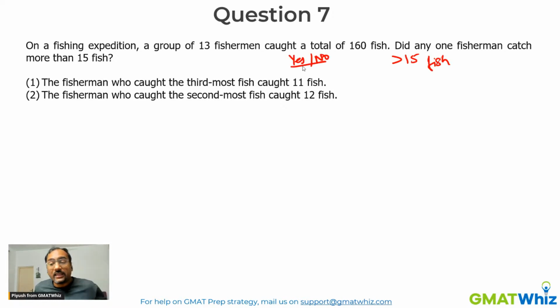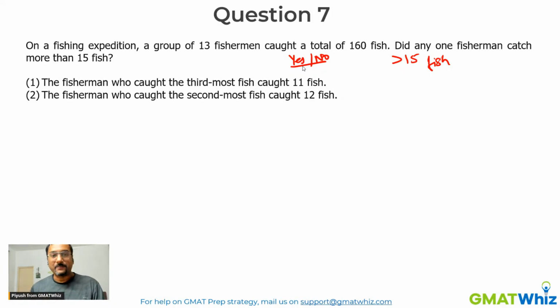All we care about is that one of them, just one of them, I don't care about the remaining people, even if just one of them caught more than 15 fish, if the answer is conclusively yes to that, I can answer the question. Or if I can say for sure that none of them caught more than 15, just 15 or lesser, that's also sufficient. So yes is as good an answer as no is. So the idea in these questions is you should check the extreme case scenario also and try to see if you get the answer in one direction. So it's a yes-no question, very critical to understand.